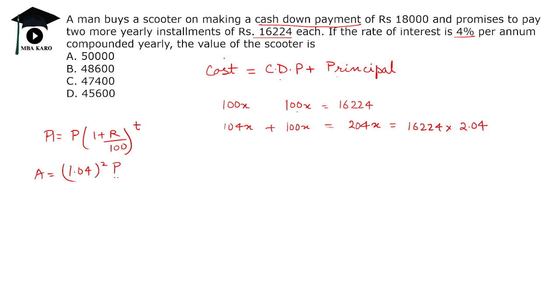Okay. So we need to find P. P will be equal to 16,224 into 2.04 upon 1.04 whole square. Okay. Now we know that this is a calculation intensive question. However, we will divide it because we are getting some round value. So definitely you will be able to divide by 104.